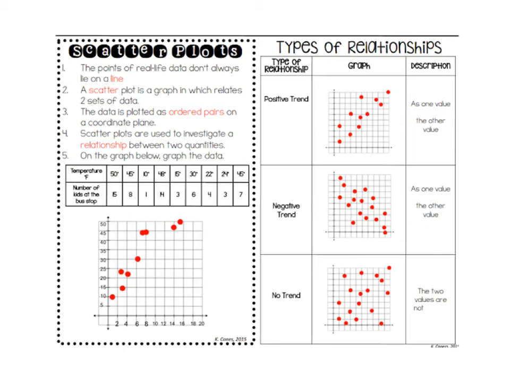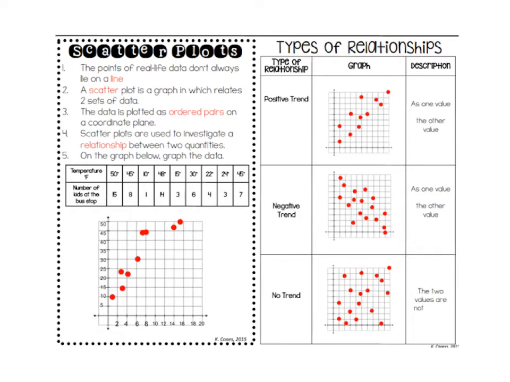Hello, everyone. We're going to be talking about scatterplots today. We're going to talk about how to take real life data comparing an independent and dependent value, and we're going to plot those points like ordered pairs, and we're going to see how they relate to each other.